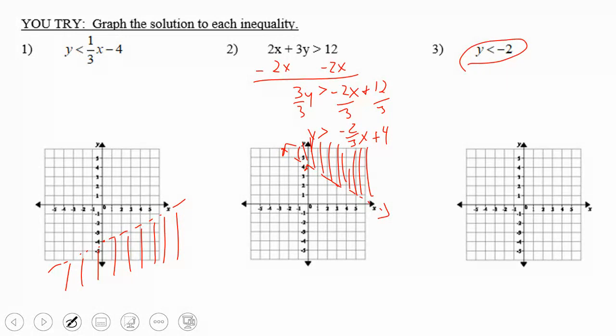y is less than negative 2. So that's a horizontal line through y equals negative 2. That's how you can remember to do it. It's dashed, again, follow your rule. Everything below that line, since it's less than.